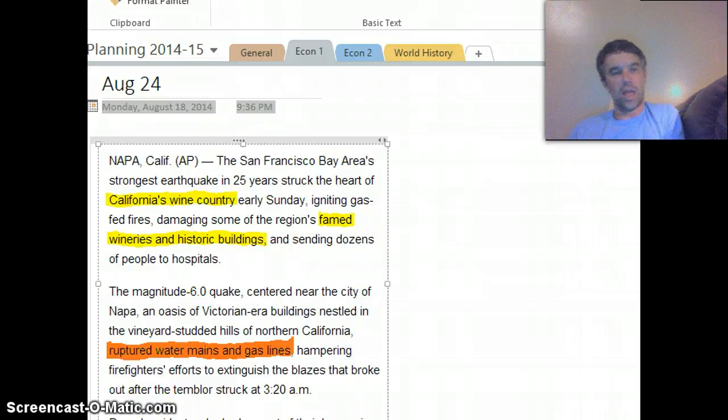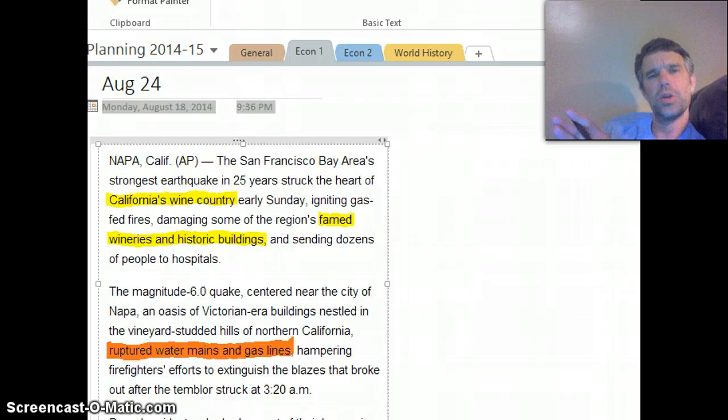All right, let's look down at the second thing in yellow, where it says that gas-fed fires damage some of the region's famed wineries and historic buildings. And let's have a think about maybe what is that getting at?